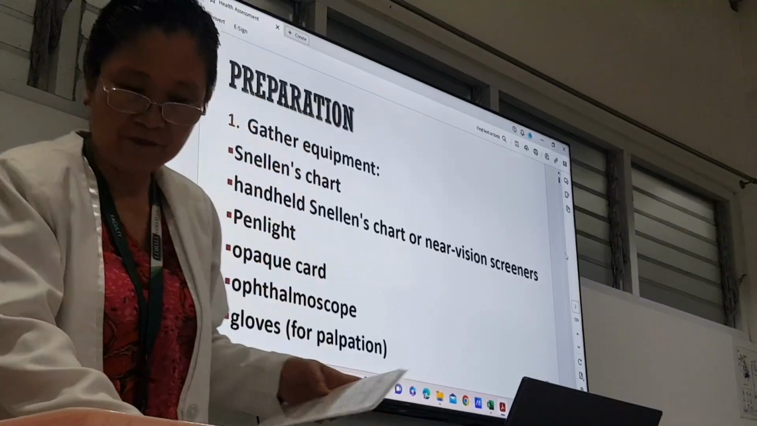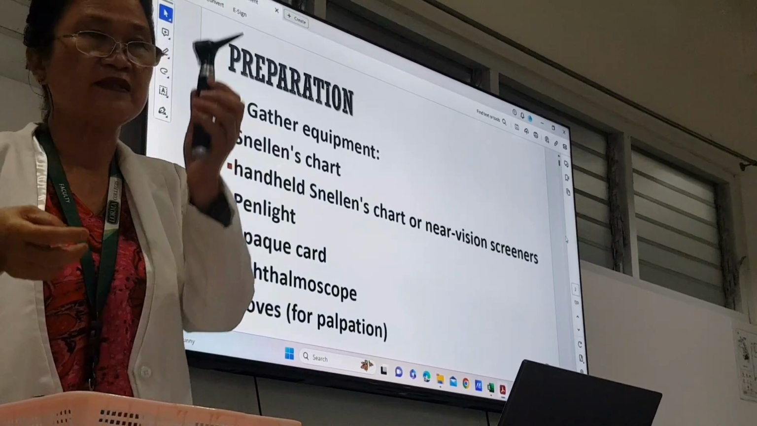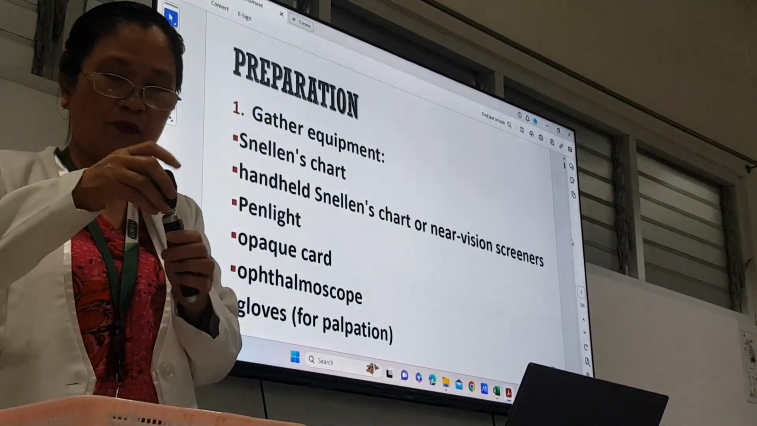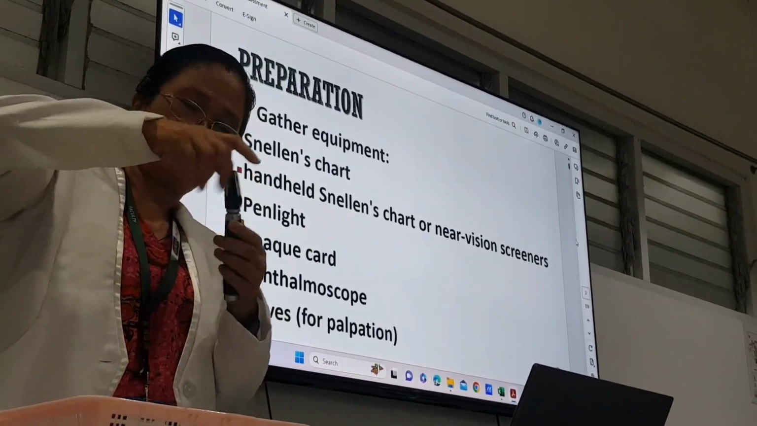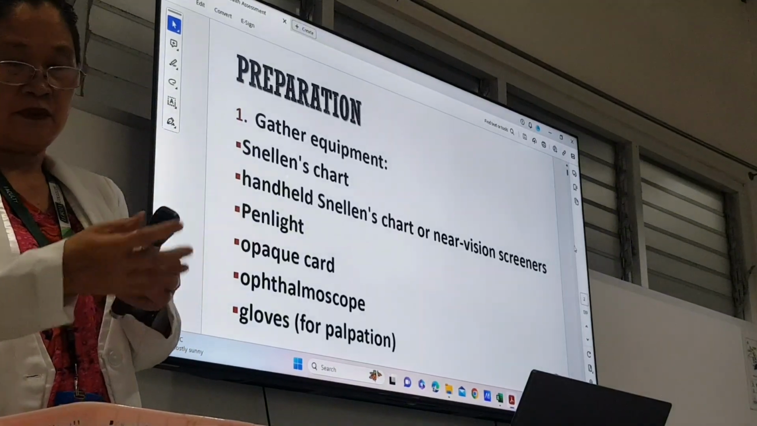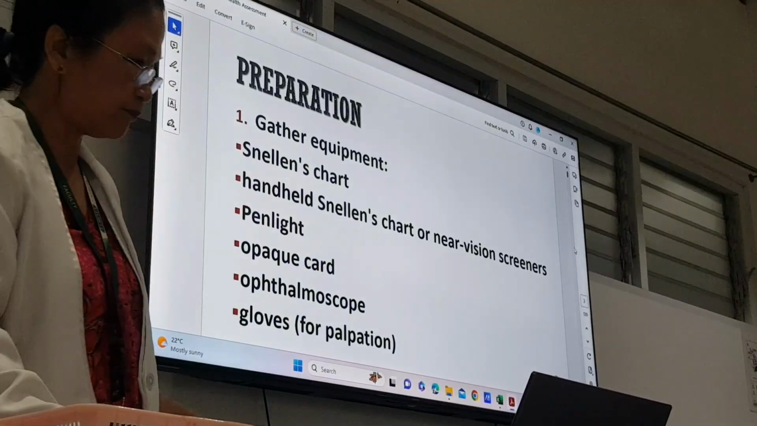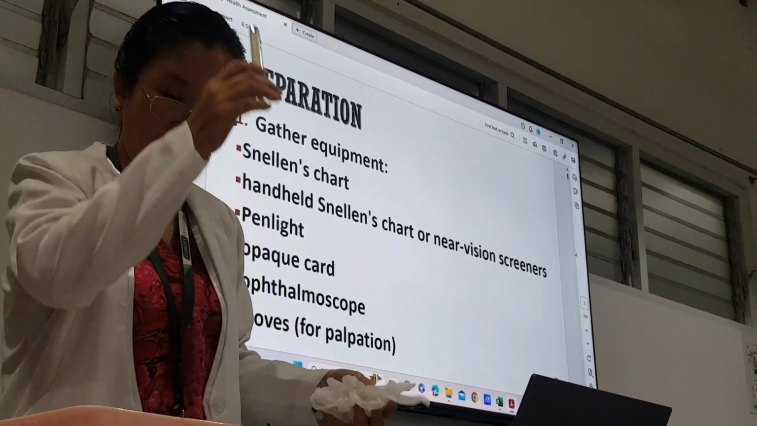And then I have also this ophthalmoscope. So this is an otoscope, and this one is your ophthalmoscope. Pero may mga adjustment kasi. Ito ophthalmoscope. And then I have also gloves. I have already my pen light.